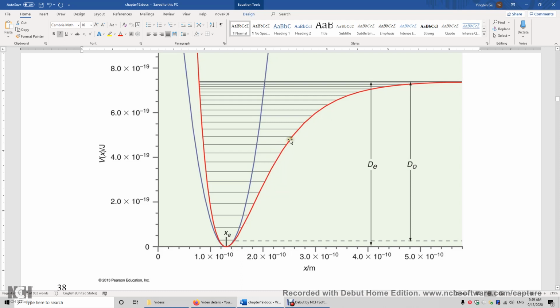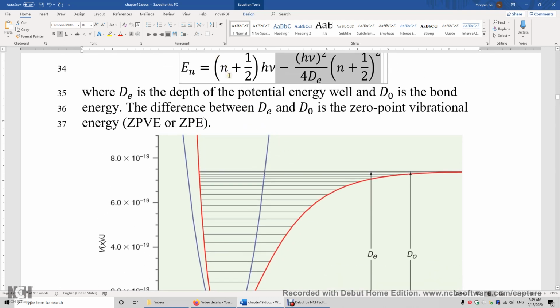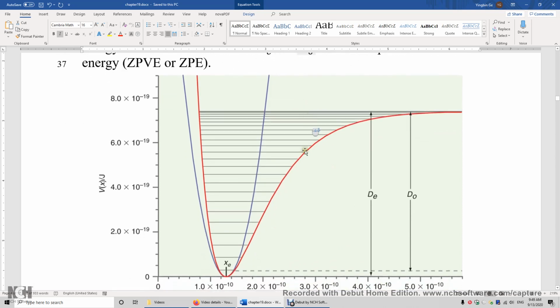Okay, look at the potential energy of the red curve. All right, right here. Look at the potential energy predicted by the harmonic model. It's right here. So I would say the difference is huge. And also, when n increases, we say the molecule vibrates more vigorously. We have larger n, and when you have a larger n, again, we have a more negative term. So that's why you see these energy levels.